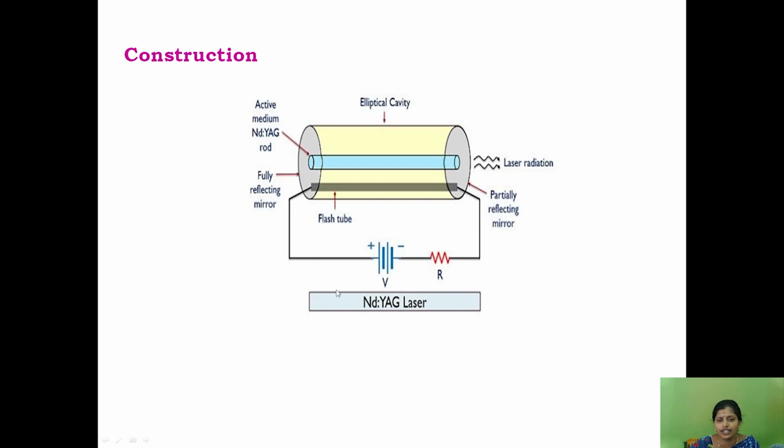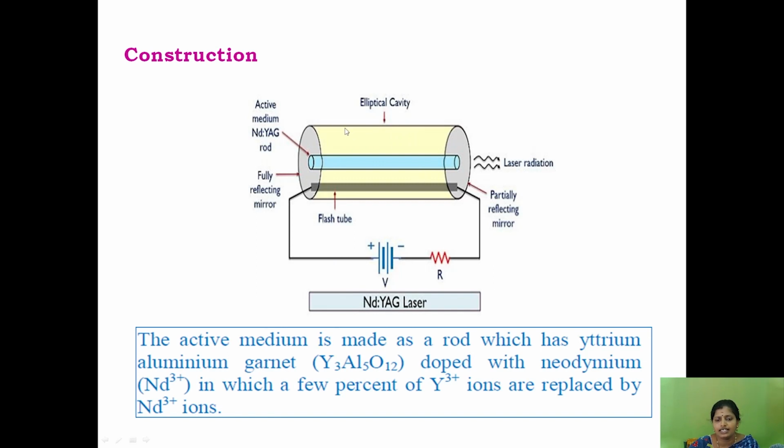Next, the construction of the Nd-YAG laser. We have to consider an elliptical cavity of cylindrical shape, with elliptical surfaces at both ends, and in the center the active medium. This active medium is a rod material. The rod is made of Nd-YAG, that is yttrium aluminum garnet doped with neodymium material. This is the center medium.